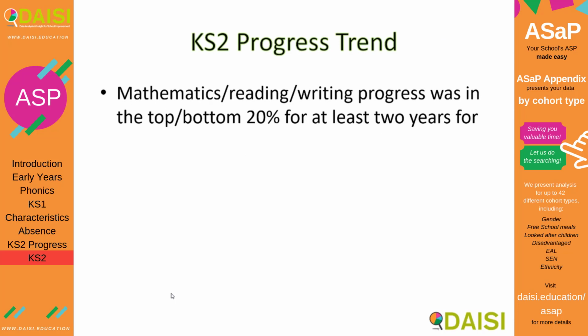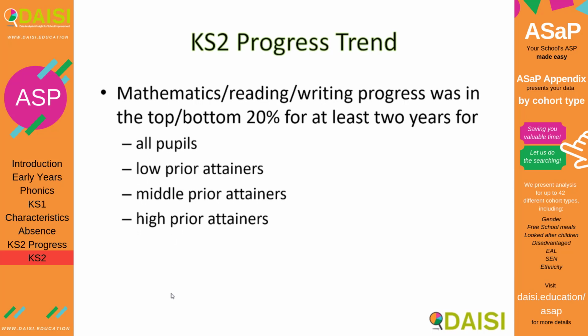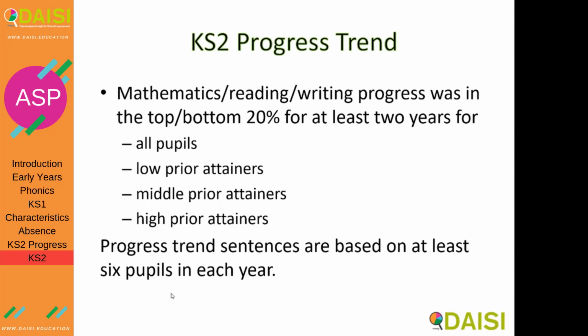Now with the progress trend, we're not talking about the last 3 years, we're only talking here about the last 2 years. Was your progress in the top or bottom 20% for all pupils, for your low, middle or high prior attainers? So notice you need at least 6 pupils in each year for this to become a trend. So I have seen, for instance, maths, reading and writing progress was in the top 20% for at least 2 years for your middle and your high prior attainers, which might immediately make you go, well, what about our low prior attainers?